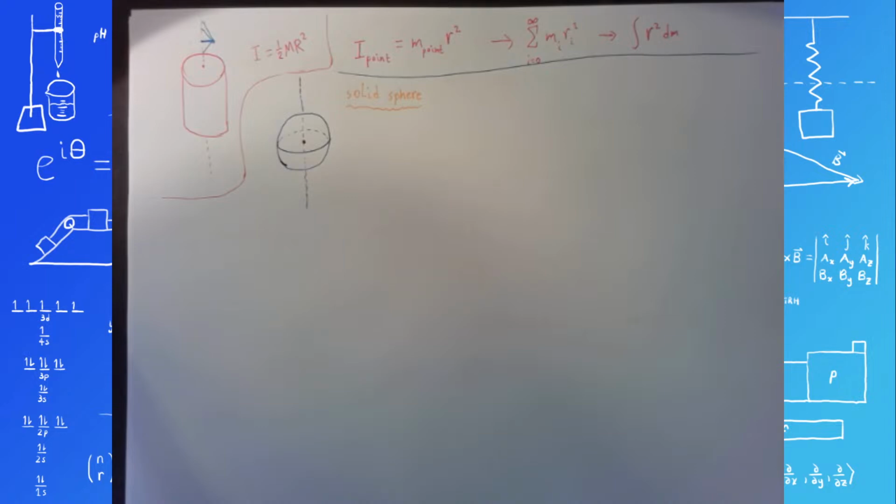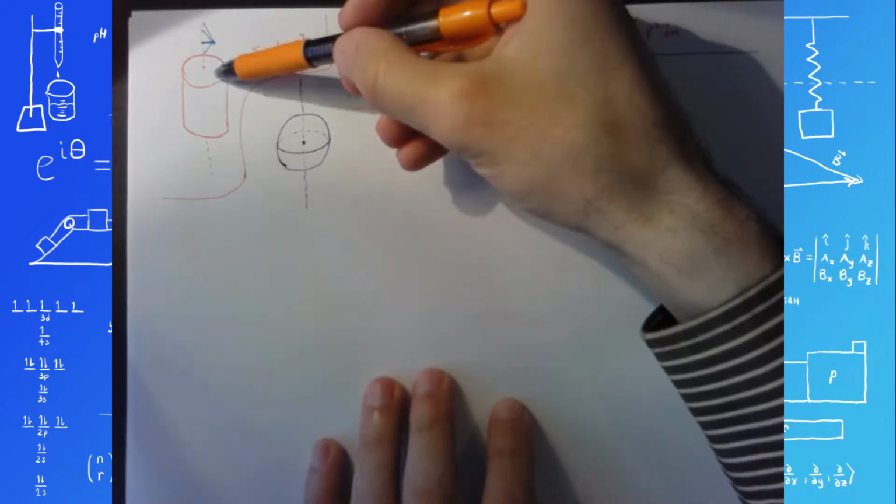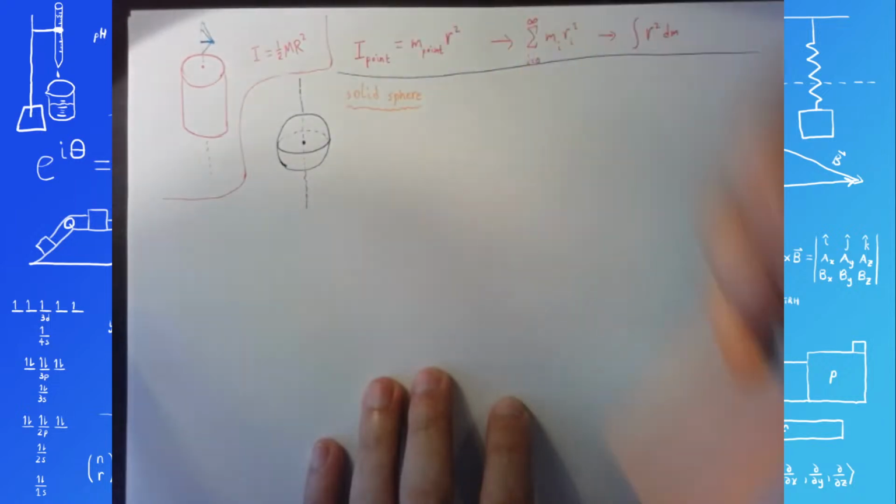Okay, so I want to divide this thing into a bunch of pieces, the sum of which is the total moment of inertia of the whole solid sphere. So what can I cut it into? There's actually two different ways you could do this. You could cut it up into disks. You could cut it up into basically thin cylinders.